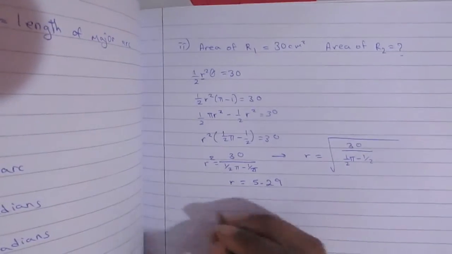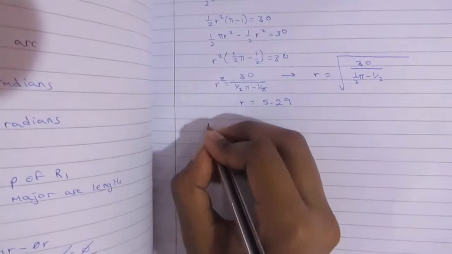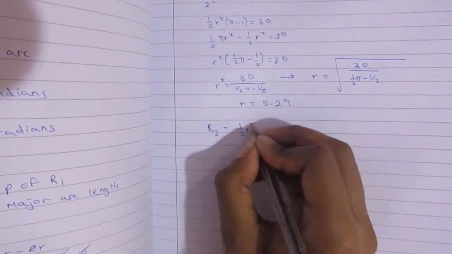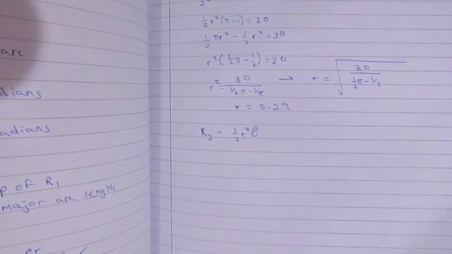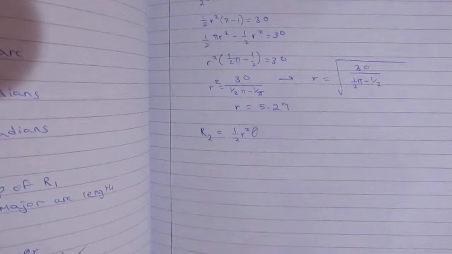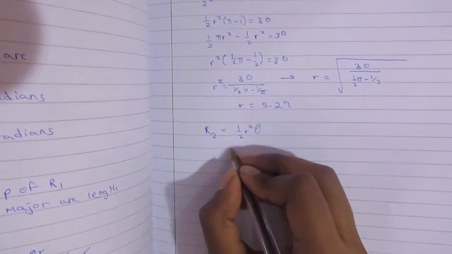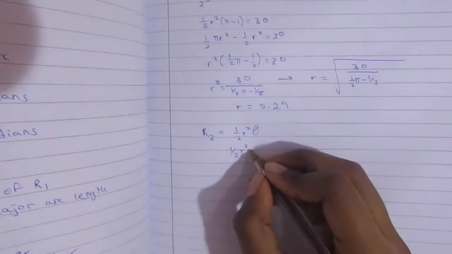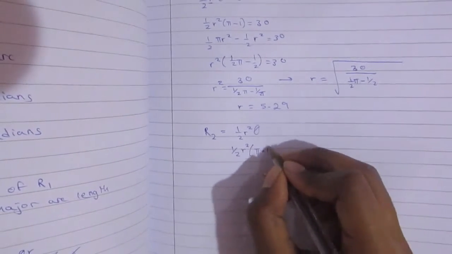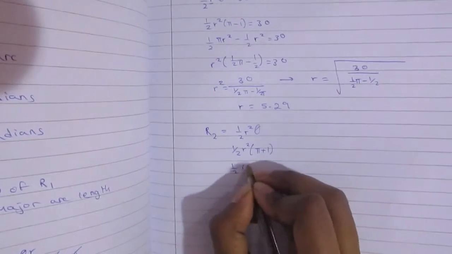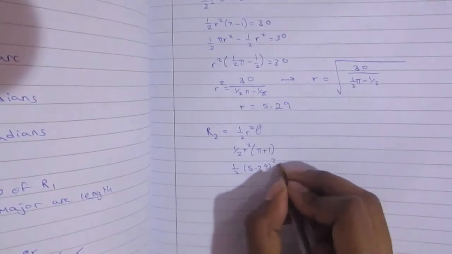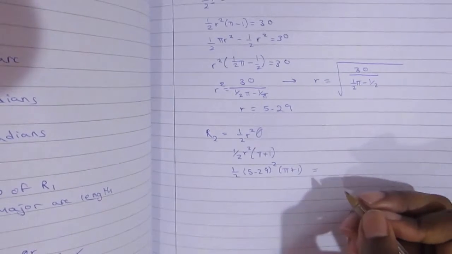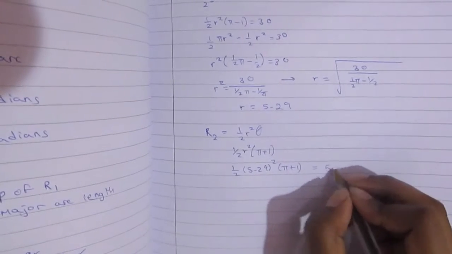Okay, so now that we have r and we have theta, we can find the area of R2. Well, the theta in this case will be different, and I'll explain that later. So half r squared theta, so half times 5.29 squared times pi plus 1 in this case, not minus 1. And it will give you 58.0, because they did say to 3 significant figures. We're just going to keep it to that. And that is a total of 4 marks. Congratulations, we're done with this question.